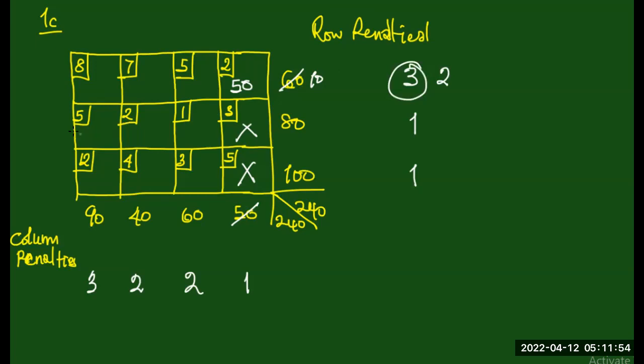Let's go to the next row. We have 1, 2, 3. What is the list? 1. The next list is 2. 2 minus 1, 1. Here we have 12, 4, 3. What is the list? 3. Next list is 4. Difference is 1. 4 minus 3 is 1.